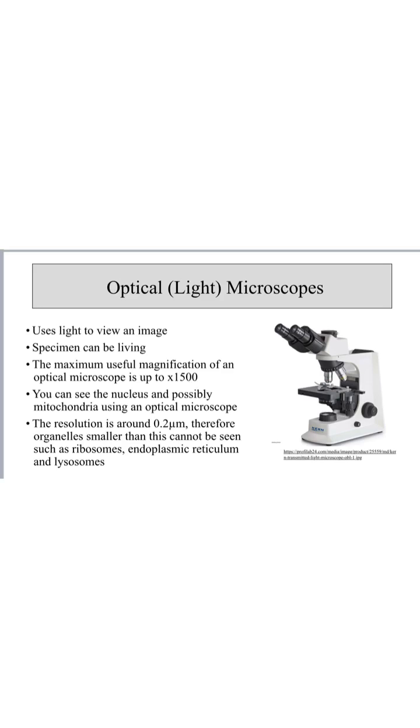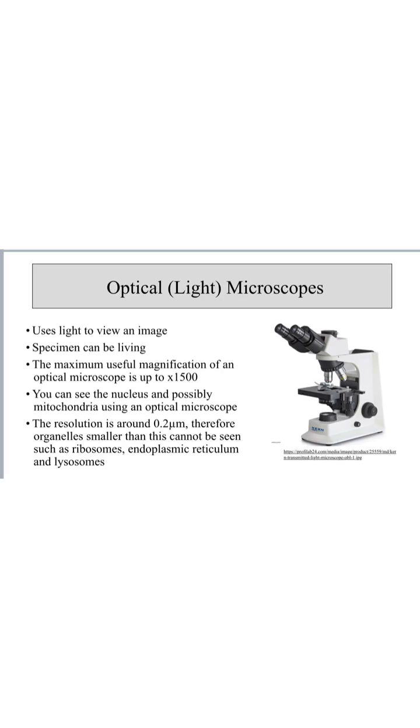The light microscope uses light to view an image, and an advantage of this type of microscope is they're relatively easy to use, and the specimen that you view underneath it can actually be living, so you can actually view things that are living and moving. An example of this is the water flea or Daphnia. You can observe it under the microscope, you can see its heart beating.